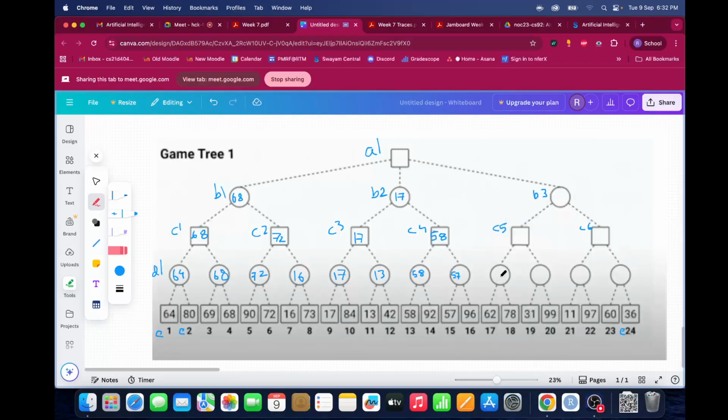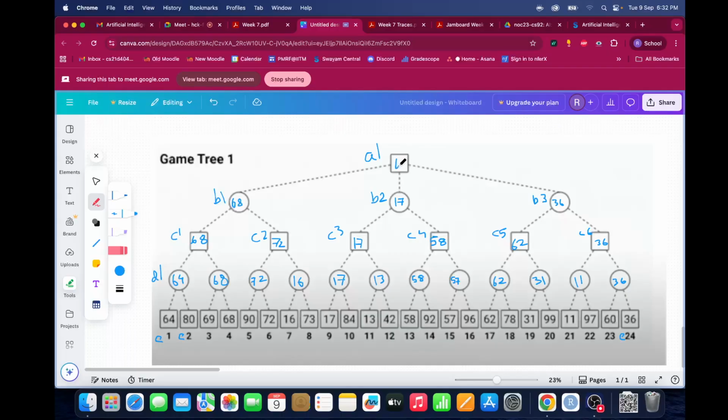Now coming to the last one, the minimum of 62 and 78 will be 62 over here. Of 31 and 99 will be 31, and the maximum of these two will be 62 in C5. Here it will have 11, and here it will have 36. The maximum of these will be 36, and the minimum of 36 and 62 will be 36. And based on B1, B2 and B3, the maximum of these will be 68, which is what will be filled up in the root node, A1, which will have a value of 68.